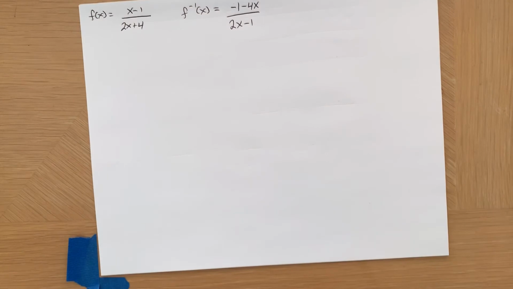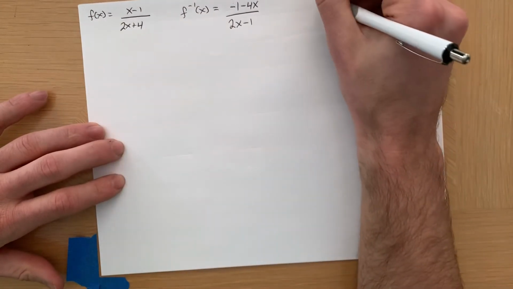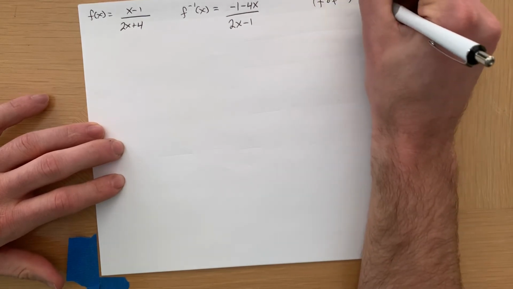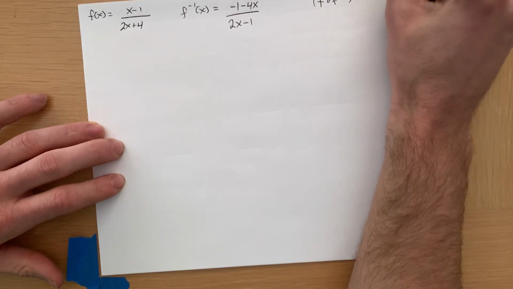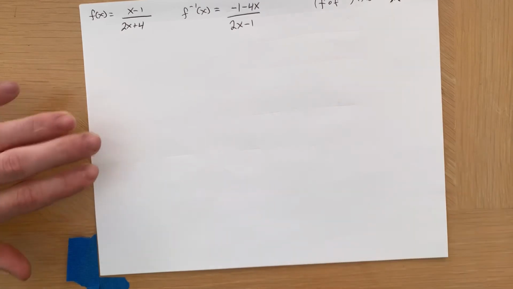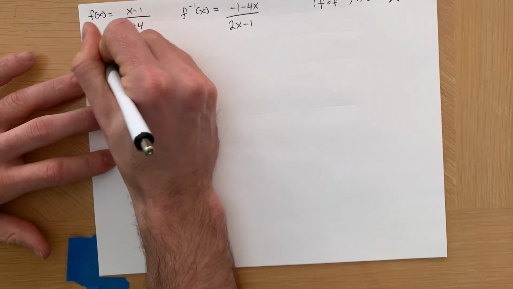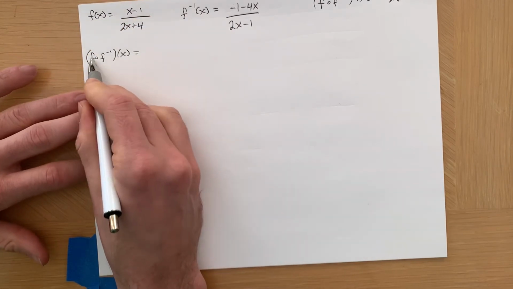Okay, and so we want to show we didn't make a mistake using the inverse function property, meaning we want to show this. We hope this is going to be true. f composed with f inverse of x equals x. So let's do some work with this, simplify, and hopefully we get x. So f composed with f inverse of x. Again, this means we're taking f inverse and we're plugging it inside of f.